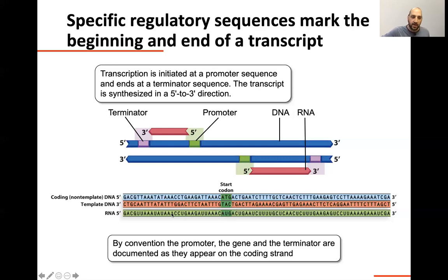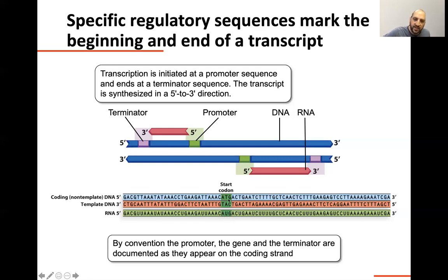On the last slide, I talked to you about the complementarity. So we've got coding, template, and RNA here. I'm just showing you on the level of the nitrogenous base. So for ATG, the template would be TAC, and the RNA would be AUG.